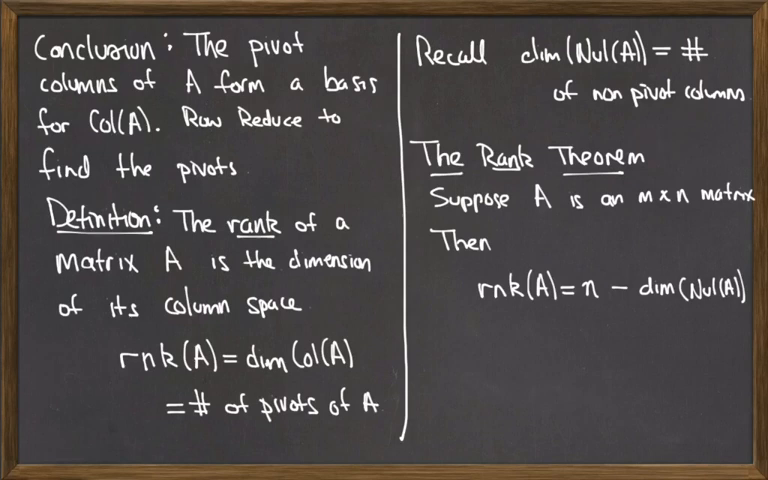Every column in your matrix is either a pivot column or a non-pivot column, and essentially we're saying that if you take the rank, number of pivots, add that to the dimension of the null space, number of non-pivot columns, that should equal the total number of columns.